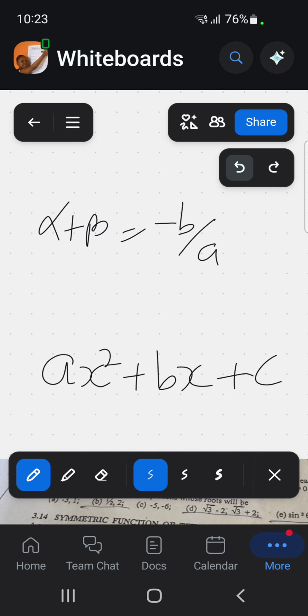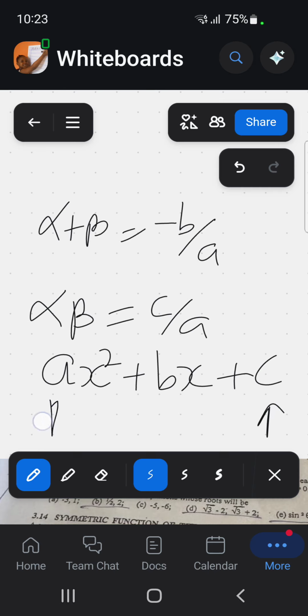Then the next is the product of roots. Product of roots means you are multiplying, alpha beta or alpha times beta. So alpha times beta gives you c over a, where c, like we have said, is the constant, and a is the coefficient of x squared. I hope you understand that.